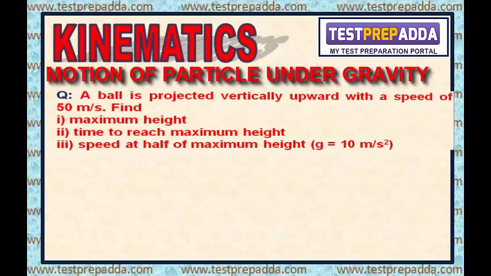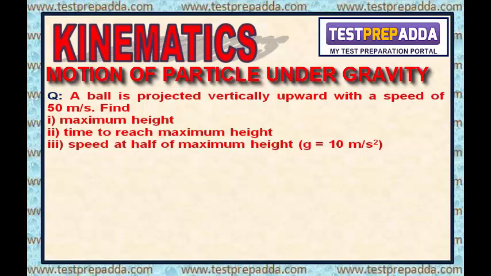Now here it is first question. The question says, a ball is projected vertically upward with a speed of 50 meter per second. Find number 1, maximum height. Number 2, time to reach maximum height. Number 3, speed at half the maximum height. And for the question it is given, take g as 10 meter per second square.